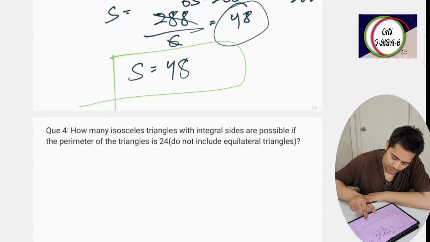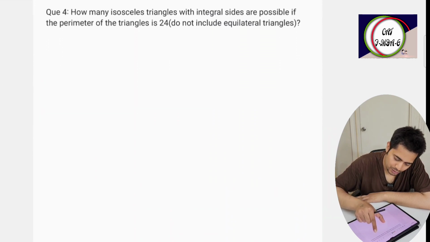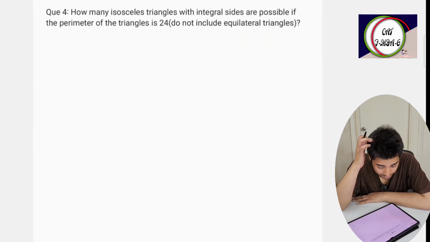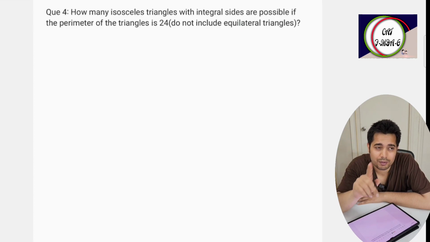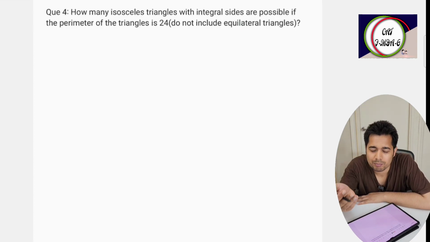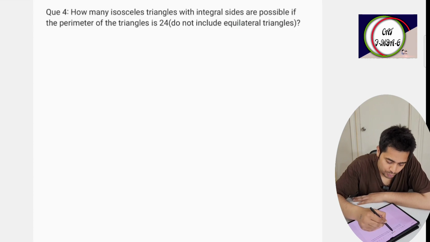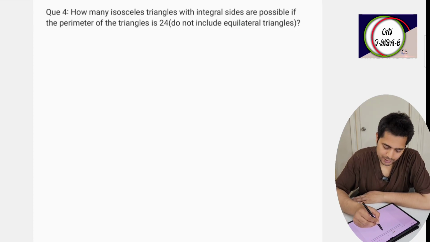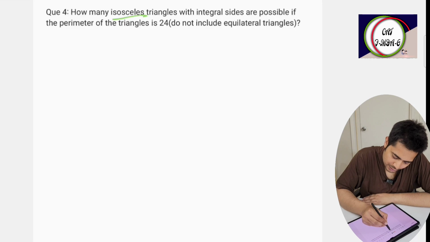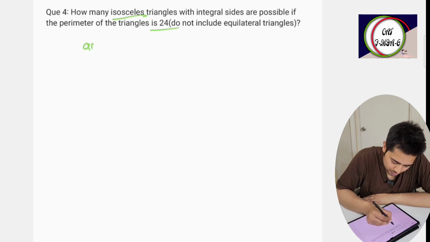Let's see the final question. How many isosceles triangles with integral sides are possible? This question I would request you to please pause the video, give it an attempt, and then see the solution. It is going to be good for you. How many isosceles triangles we have to find out. Parameter is 24. A plus B plus C is equal to 24.